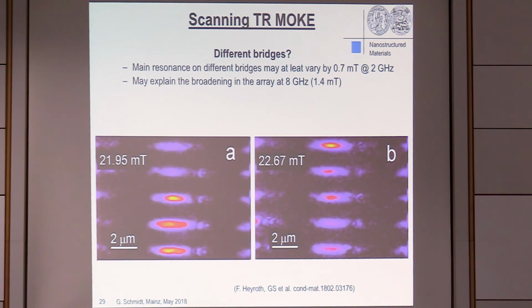here is the answer. We did measurements on different bridges, and for different bridges, the resonance frequencies may vary by at least 0.7 millitesla at 2 gigahertz. And 0.7 millitesla is about half of 1.4 millitesla. No, it's exactly half of 1.4 millitesla. It's almost half of 1.2 millitesla, and 1.2 millitesla was the line width that we saw. So this already explains the broader line width that we get for 8,000 bridges.